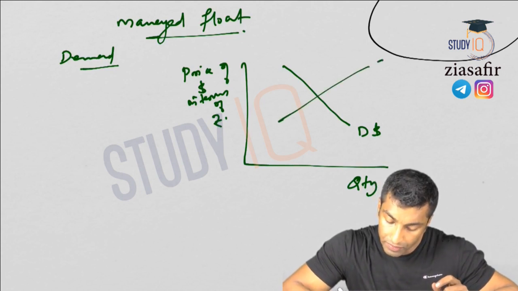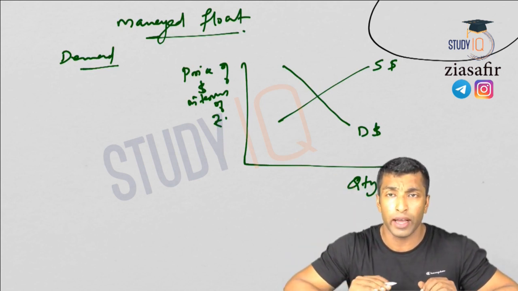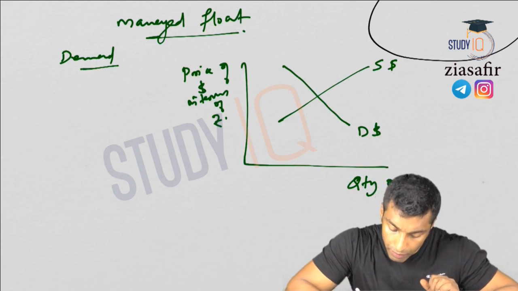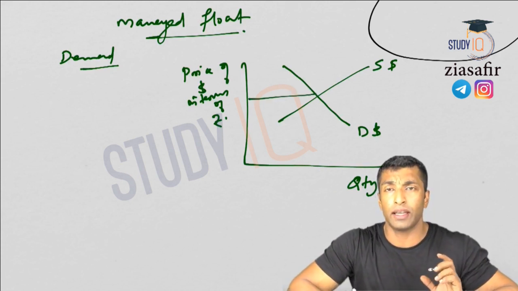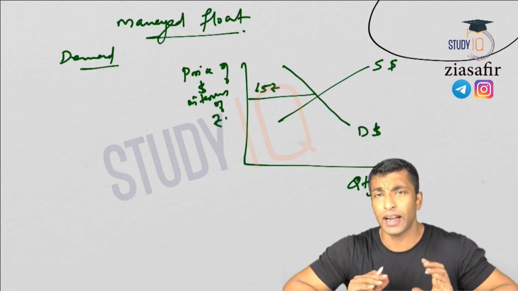So this is your supply of dollar. The supply curve will look upward, and it is an upward sloping curve. Now, what is the equilibrium point? This is the equilibrium point. Now let's say the price of dollar in this situation is 65 rupees.